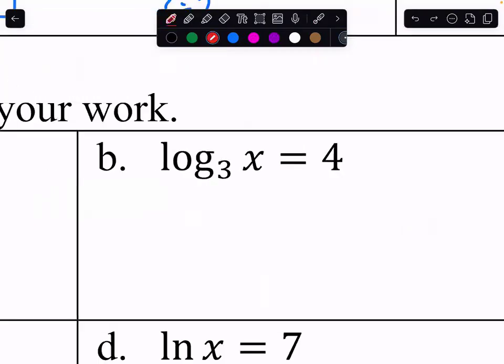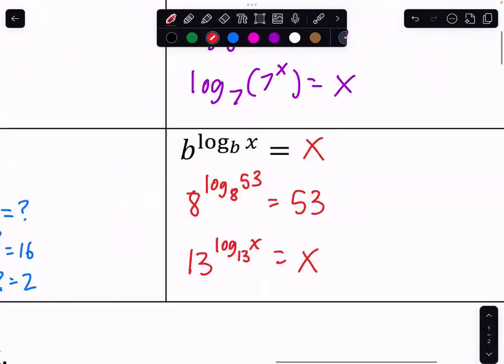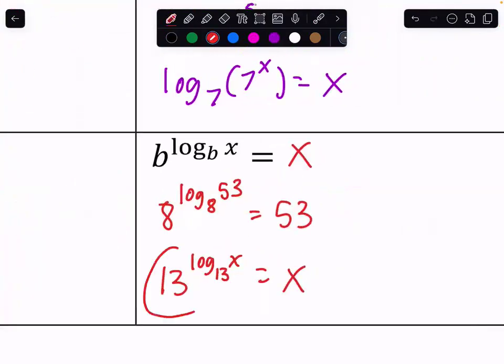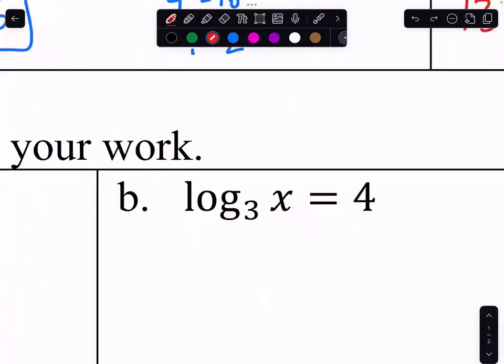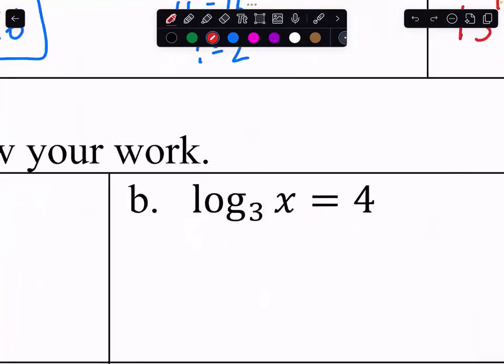So in order to cancel out the log base 3, we saw above that when the base matches the log's base, they cancel out. So in order to cancel out the log base 3, we need to do 3 to the power of both sides. Okay, so 3 to the power of this equals 3 to the power of that.